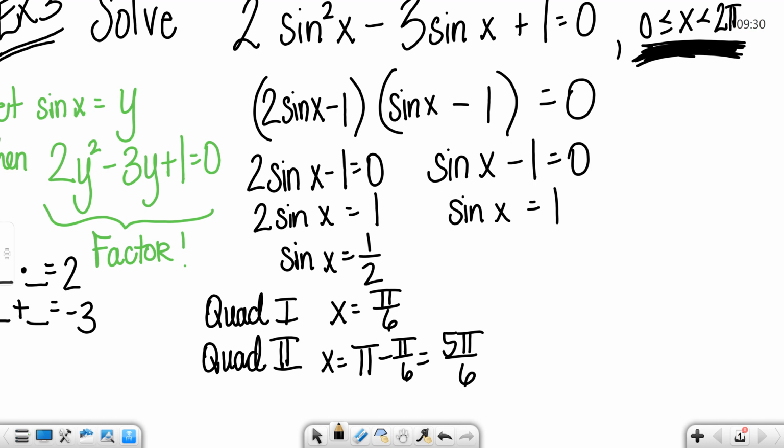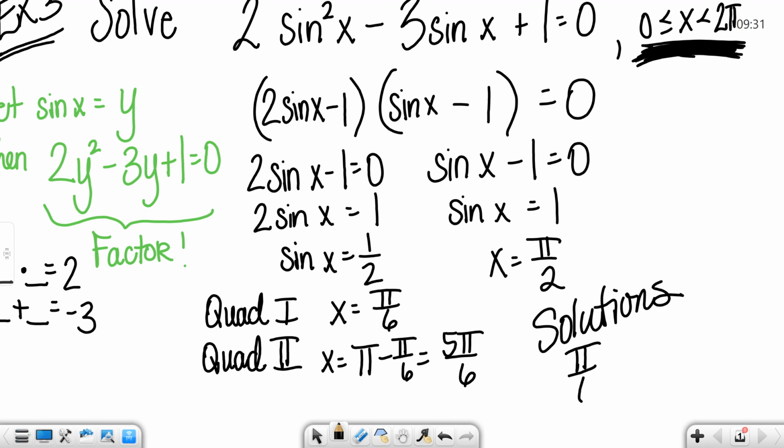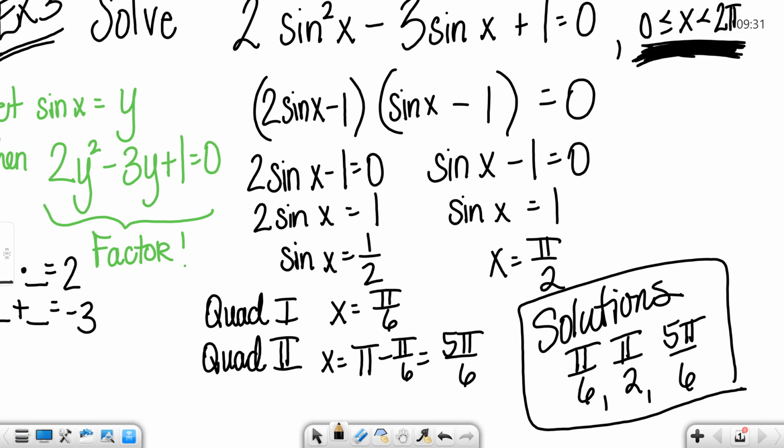Now the sine is 1, so on your unit circle, at what radian value is the sine 1, the y value 1? Well, that happens at pi over 2, and that's the only place it happens. So my solutions, I have 3 of them. They are pi over 6, pi over 2, and 5 pi over 6. There they are, just those 3 solutions. I can actually see those on the unit circle.